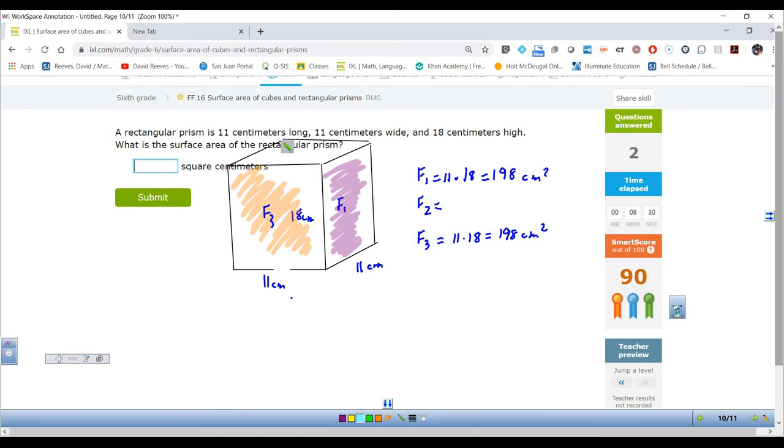All right, and the top part, I'm going to stick with my color theme here. I'm going to make that one blue. All right, again, I'm going to skip to F5. In fact, actually, I'm going to call this FT for top, okay? What is our top dimension? Do you see how the bottom is 11 by 11? The top would also be 11 by 11. And 11 times 11 is going to be 121 centimeters squared. And then what one would I put here? That would be the bottom, right?